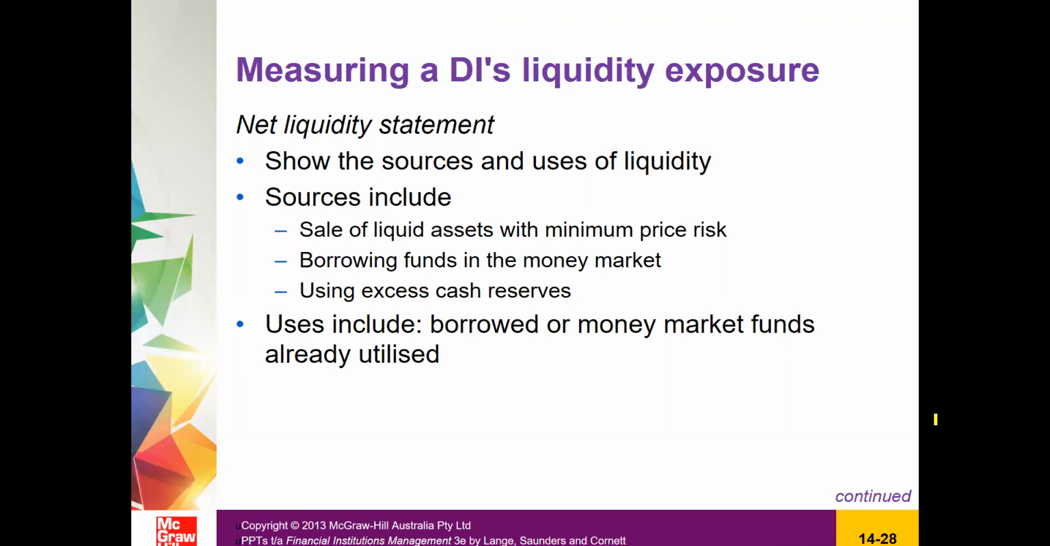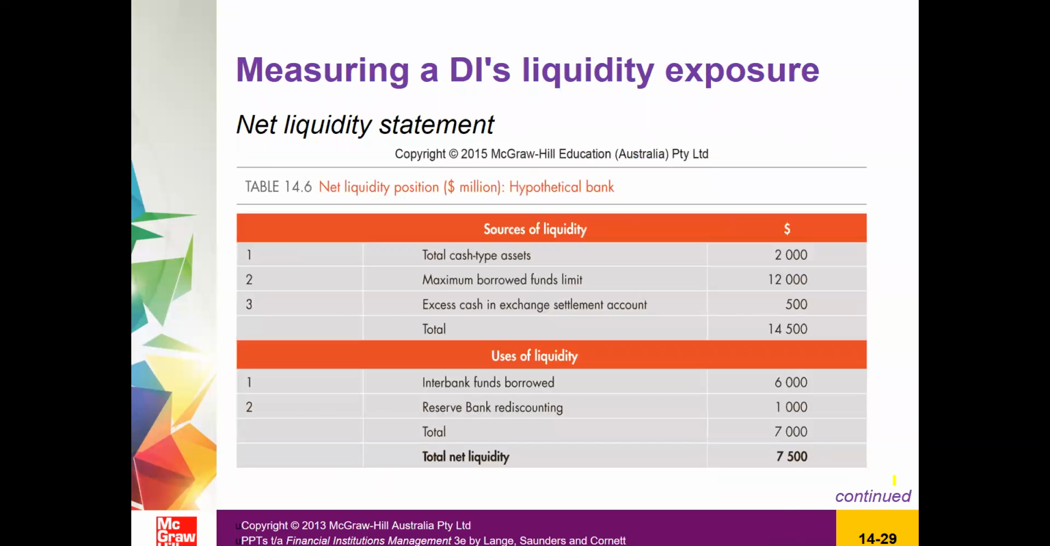So this liquidity statement essentially will list the sources of liquidity and how much of these sources has been used up already, so that we know how much liquidity source is still available to face any liquidity issues. So here is an example. You can see that a source of liquidity is the cash type asset, for example, here $2 million, and maximum borrowed fund is 12 million.